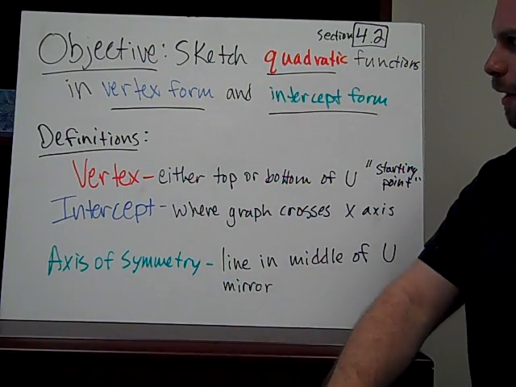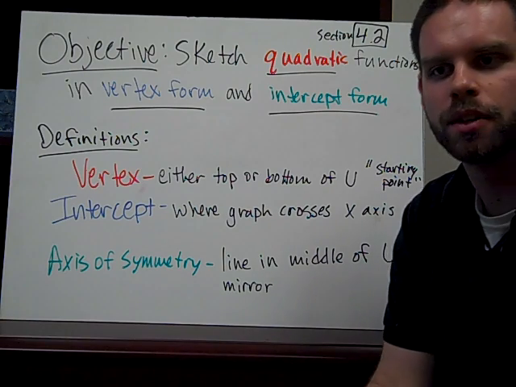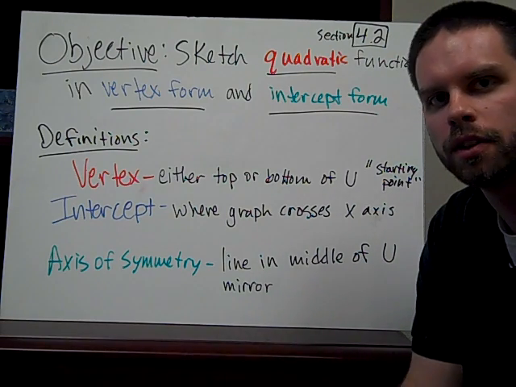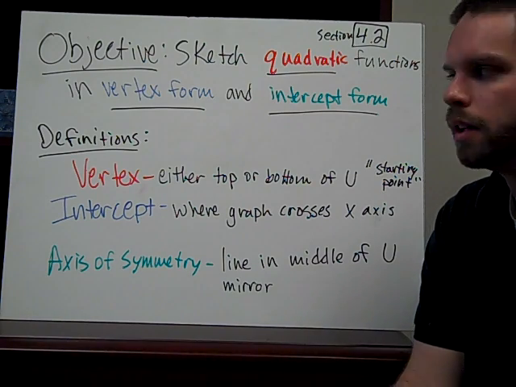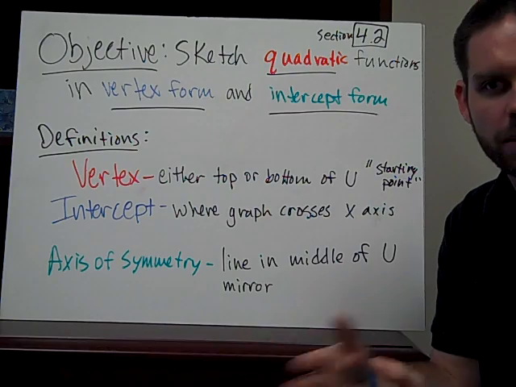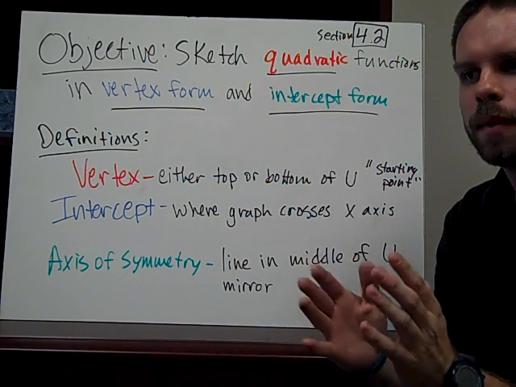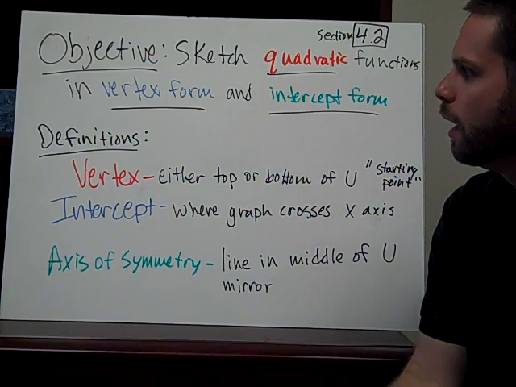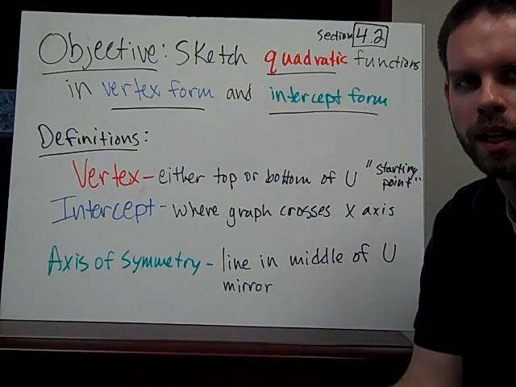Hello everybody, so we're doing our first lesson about quadratics here, and this is about graphing quadratic functions in vertex form and intercept form. Quadratics can come in a lot of different shapes and sizes. They're U-shaped, we talked about that in the last video. They can be big U's, skinny U's, upside down U's, all over the place. So the equations can look a lot different.